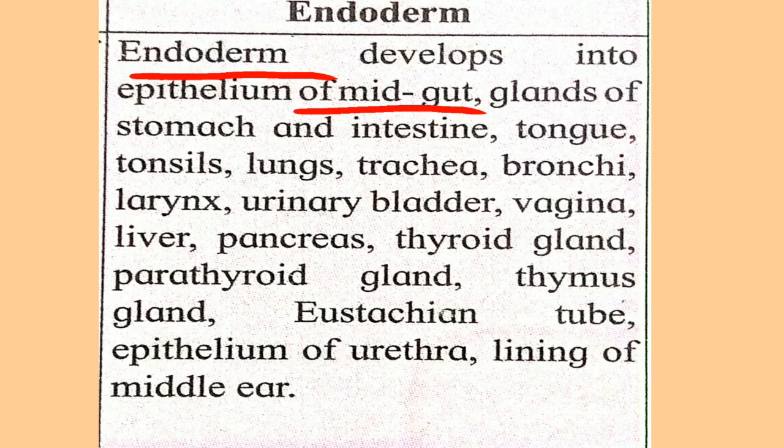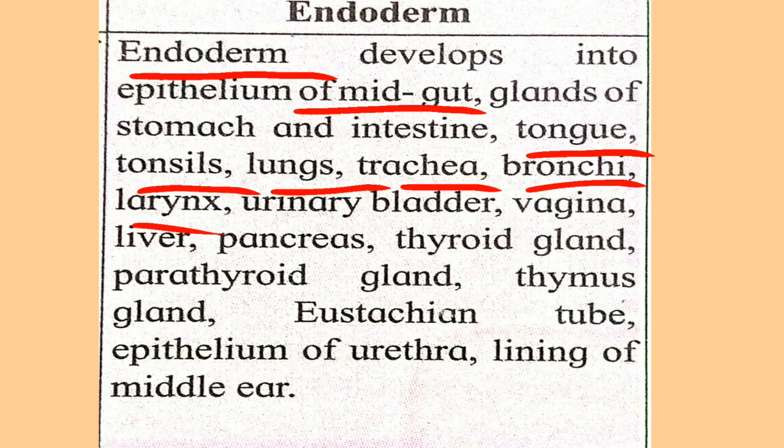Then glands of the stomach. In the stomach, gastric glands are present. Intestinal glands are also originated from this endoderm. Then the upper part of the respiratory tract, that is tongue, tonsil, lungs, trachea, bronchi. These are the parts of the respiratory tract up to the larynx. All these parts are also originated from this endoderm.